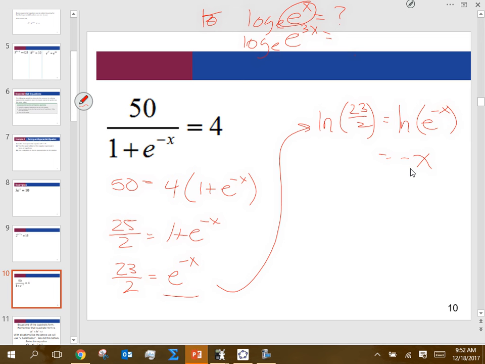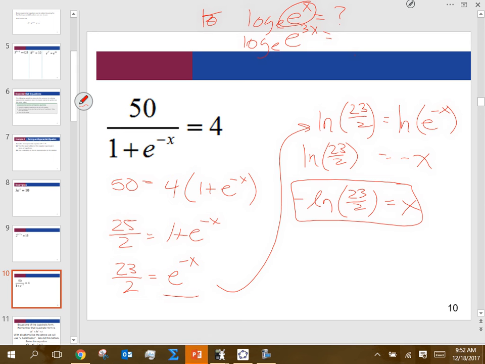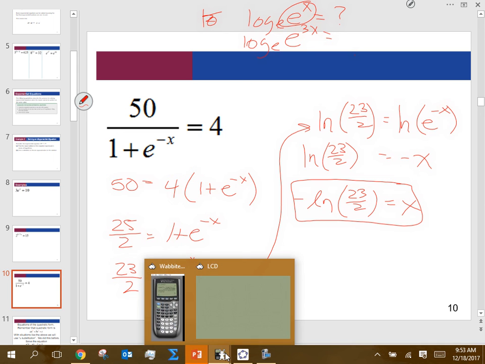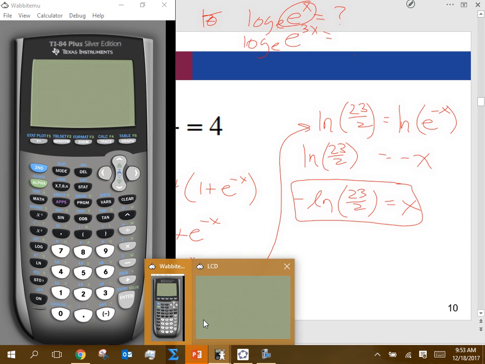So now I have ln of 23 halves is equal to the opposite of x. So the opposite of ln of 23 halves is equal to x. And we should be able to check that every single time you get an answer. Go back, grab your calculator real quick. Not only is it going to verify that you've done the work right, but it's also going to give you practice at understanding your operations on your calculator a little bit better.